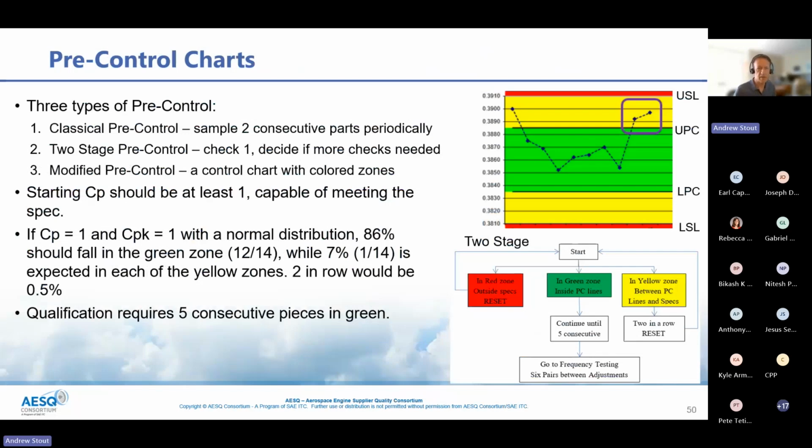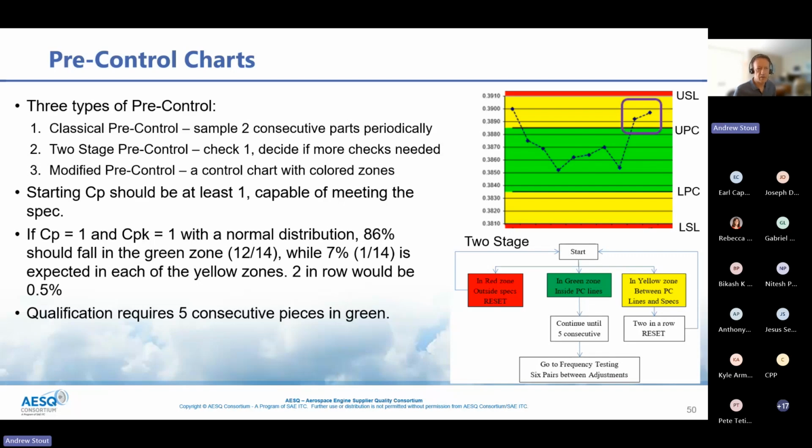The first method, called classical pre-control, involves taking a sample of two consecutive parts and then making a decision on that basis. There's a table in the bottom right that shows a decision-making process, which I won't go through, but there's a way to decide: do I need to take another part or not? Or do I need to stop and investigate? That sort of thing. The rules are defined for that. The example there in the bottom right is actually talking about the two-stage pre-control, which is number 2, where you check one and decide if more checks are needed.